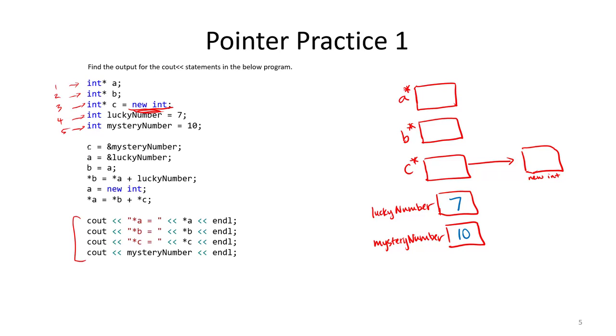Let's start with the first line. I'll call it line 6 here. Here we're told C equals ampersand mystery number. Notice here, C is our pointer. So what's happening here is I'm taking my pointer C and I'm making it store the memory address of mystery number.